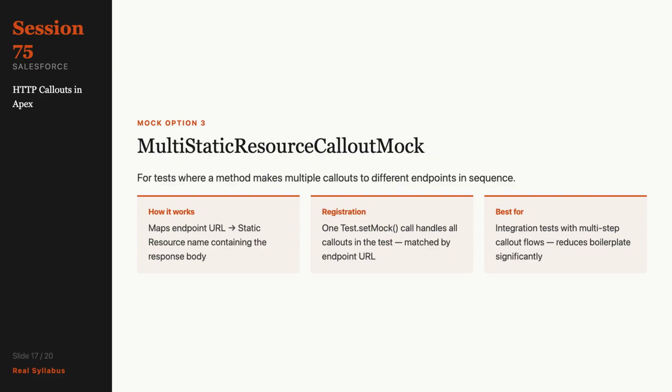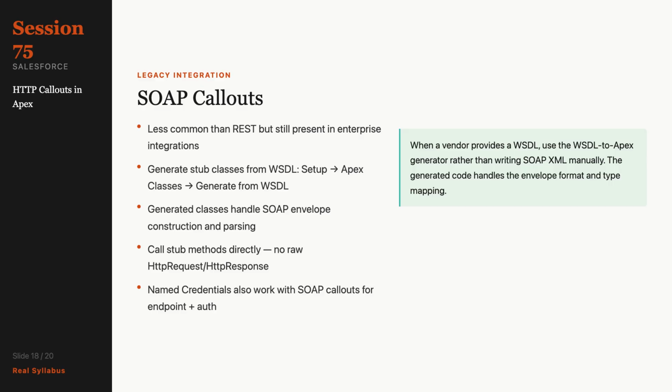SOAP callouts. Less common than REST, but still present in enterprise integrations with legacy systems. Generate Apex stub classes from a WSDL using Setup, Apex Classes, Generate from WSDL. The generated classes handle the SOAP envelope construction, serialization, and parsing. Call the stub methods directly rather than constructing HTTP requests manually. Named credentials can also be used with SOAP callouts to manage the endpoint and authentication.